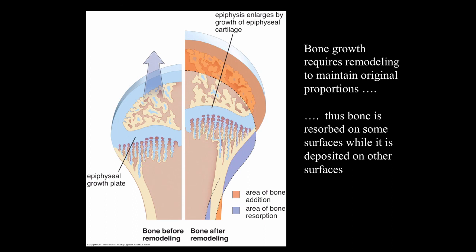Now, this is an important concept. Bone growth is going to require remodeling to maintain the original proportions of the bone. So here is bone growth before remodeling is occurring, but as the bone is growing, there's constant remodeling. You're reabsorbing bone on some surfaces while you're depositing bone on other surfaces, and this reabsorption and deposition of bone is going to be proportional. As the bone grows, here you can see, for example, you're adding bone on this surface and on this surface, whereas you're taking bone away on this surface and on this surface. So the bone is growing in a proportional manner.